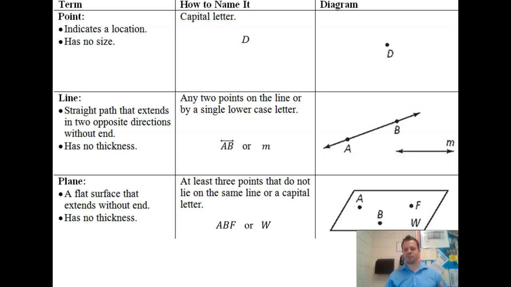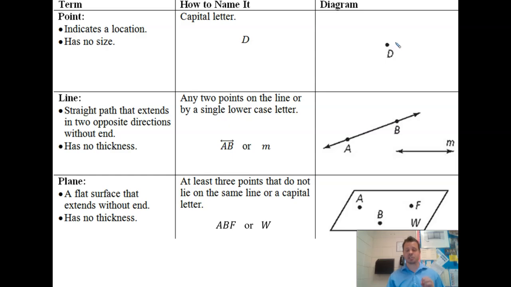Now essentially everything we look at in geometry class this year is going to be made up of points, lines, and planes. Okay, so we can think of these as the building blocks for all geometry. Okay, what is a point? Well, we'll say it indicates a location. So for example, in my diagram, a point is just this dot here.